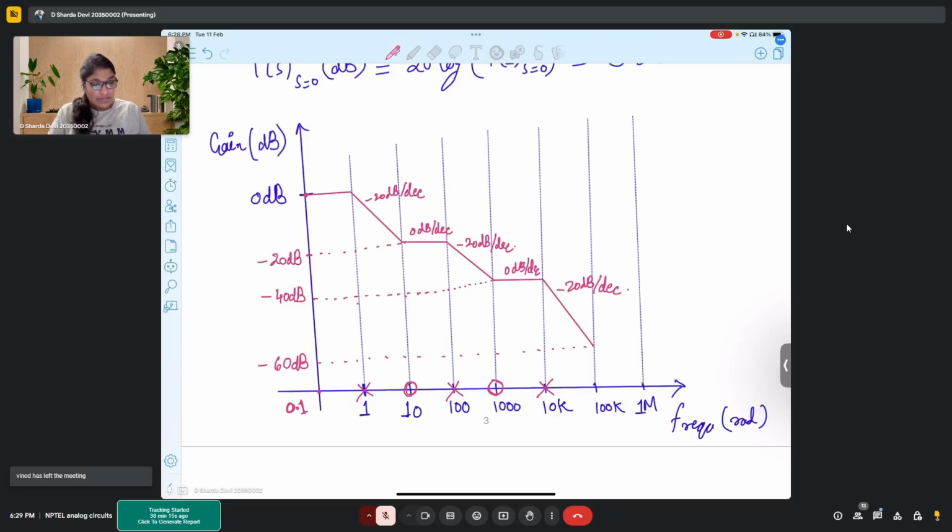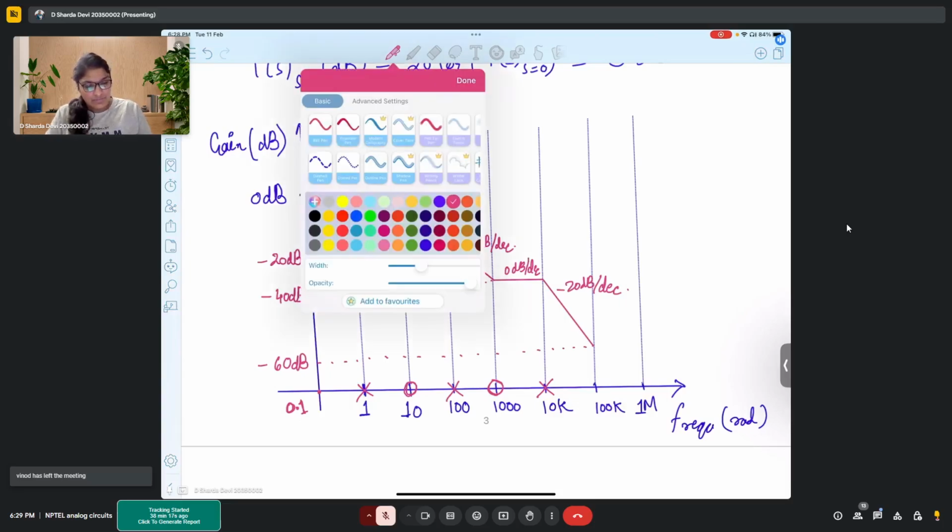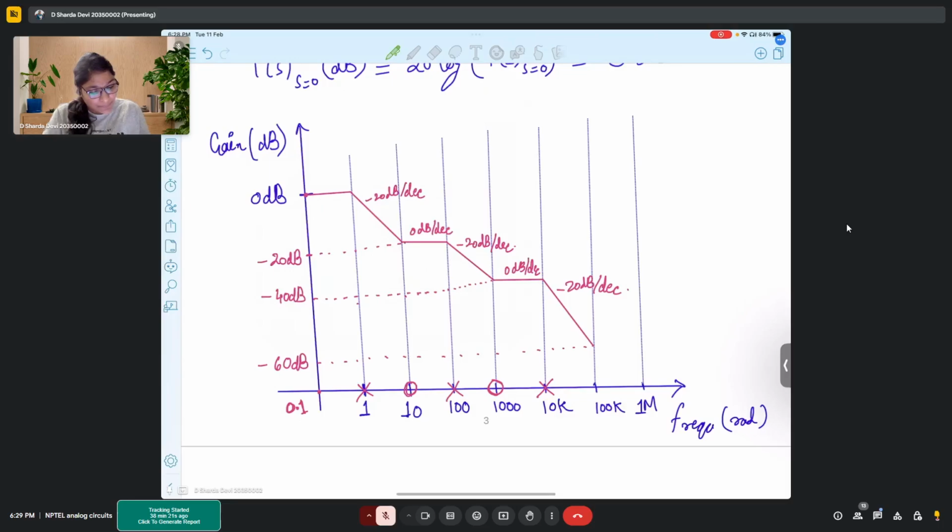So now let's do some experiments, change few things and see how our graph changes. Let's say at 1000 radians, if I had two zeros, so I'm drawing these new zeros with green color, right? So if I had two zeros at 1000, how will my graph change from 1000?